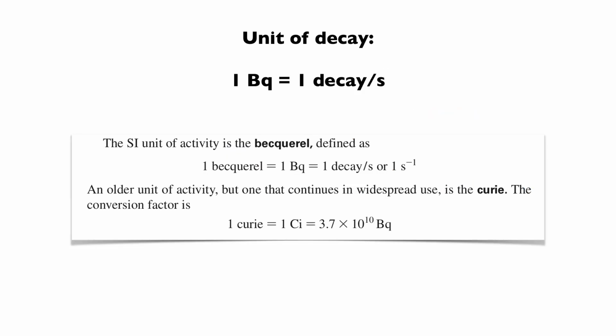And the unit we use for decay is a becquerel, and a becquerel is 1 decay per second. And an older unit of activity is one that still gets used. It's called the Curie. 1 Curie is 3.7 times 10 to the 10th becquerels. Why does it have that value? That's something we'll talk about. We'll have a problem we'll solve about that.